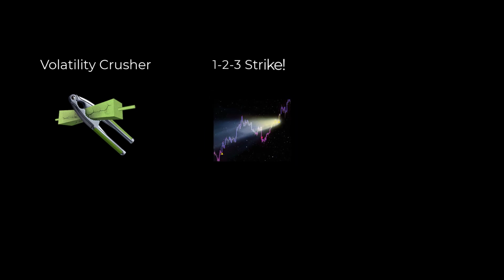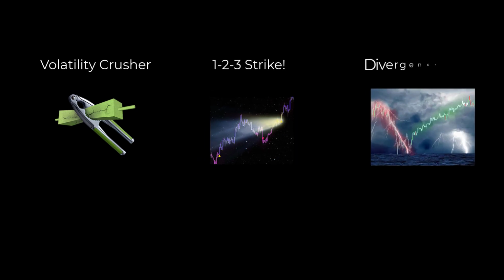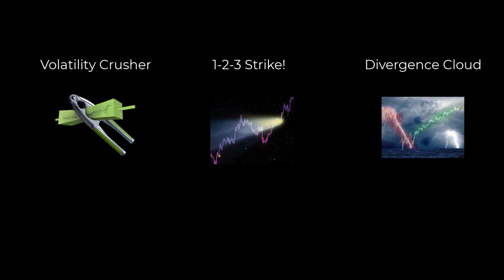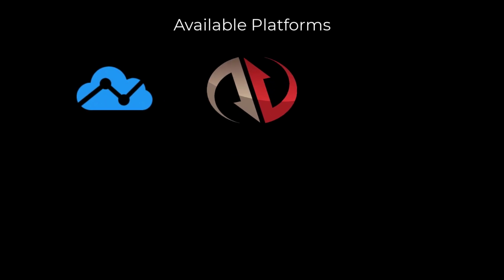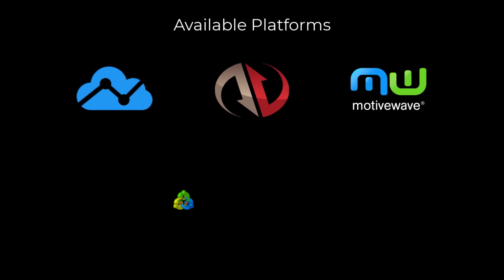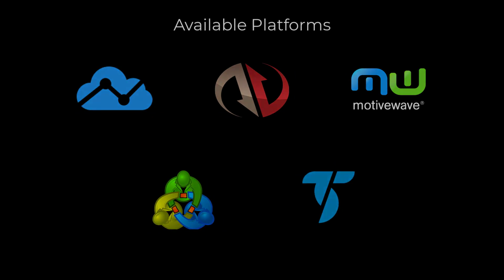Volatility Crusher to signal high-quality, explosive breakouts and breakdowns from compressed and tightened areas. 1-2-3 Strike for trading the prevailing trend within trending markets. And Divergence Cloud for detecting and playing reversals as well as continuations. The Power Bundle is currently available for TradingView, NinjaTrader, MotiveWave, MetaTrader, TradeStation, and more.